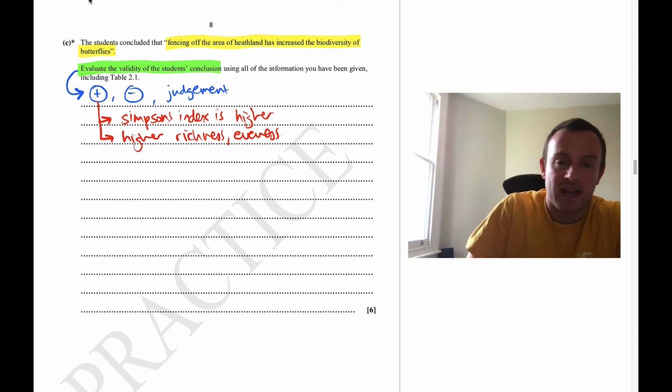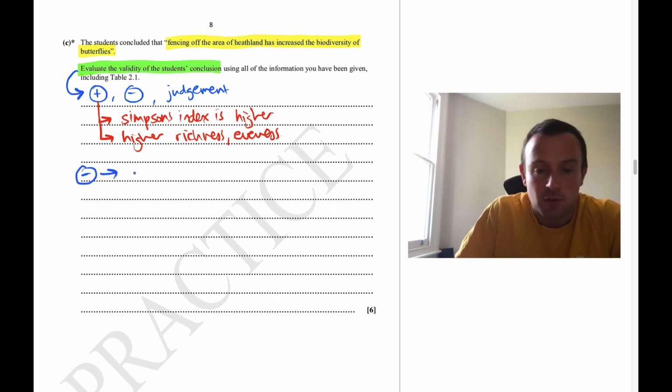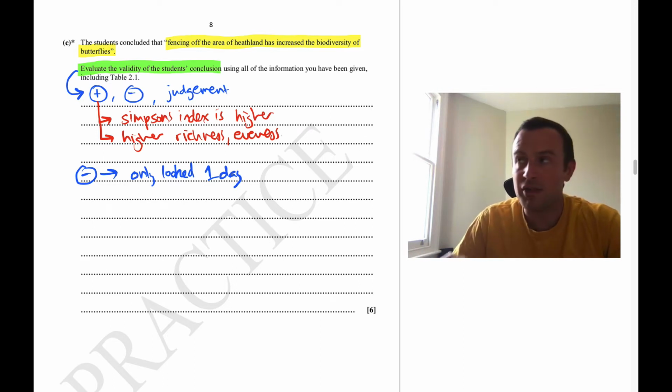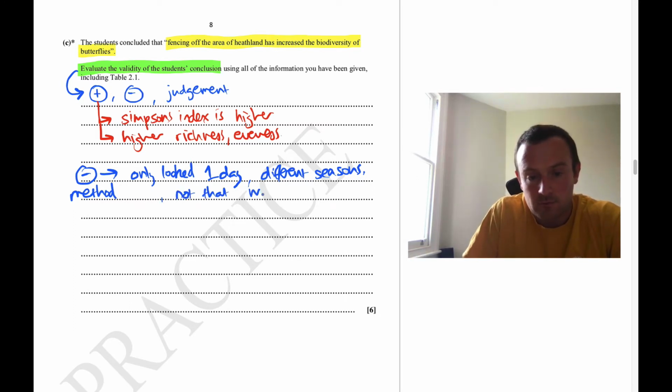But then in terms of the negatives, I'll do the negatives in blue here. There's loads. First of all, we only looked at it one day. But all the method things that we talked about before, so different seasons weren't considered. This is the kind of method stuff: only looked one day, different seasons, not that many transects, all that stuff. So the method was a bit rubbish.